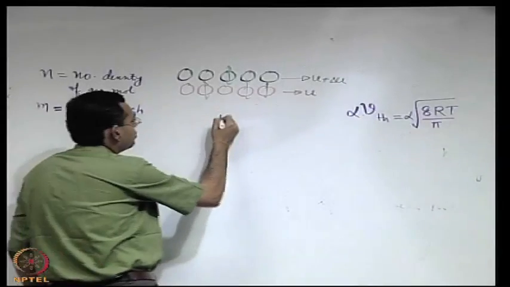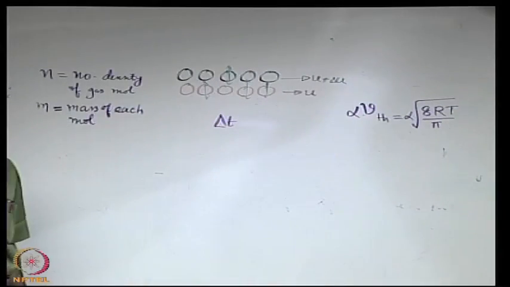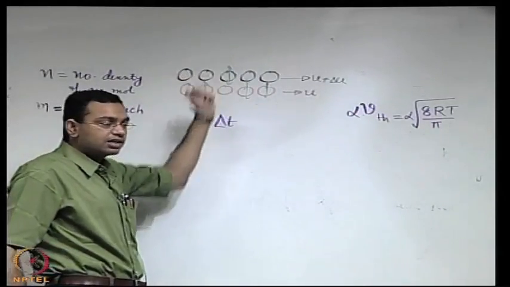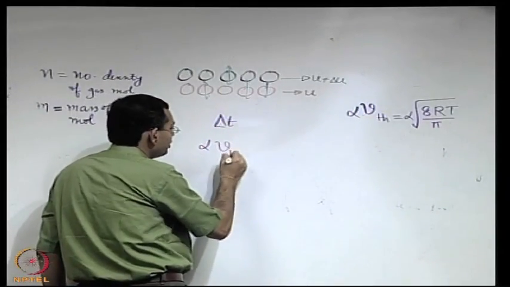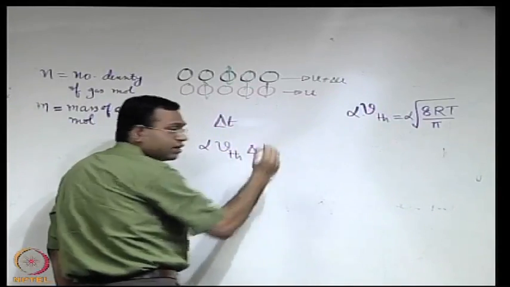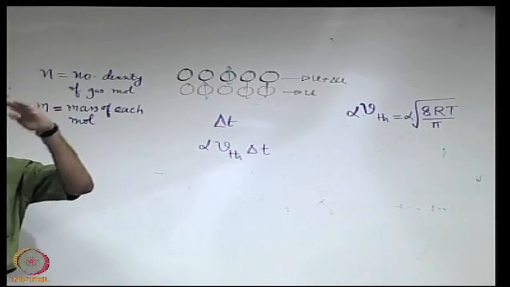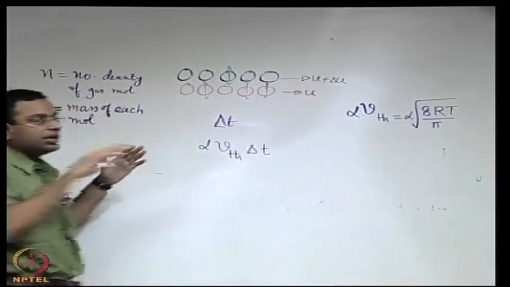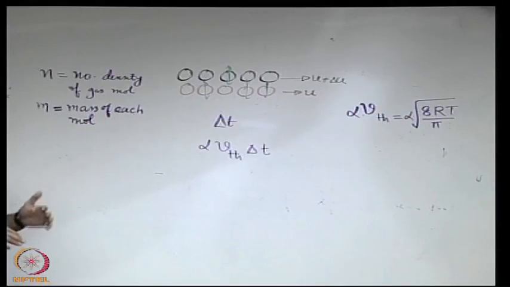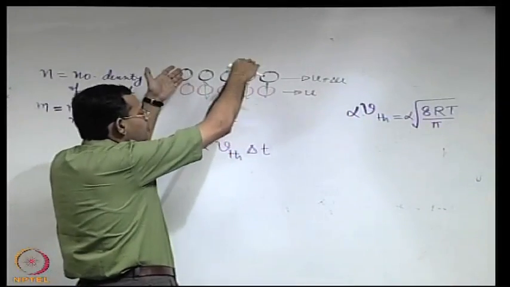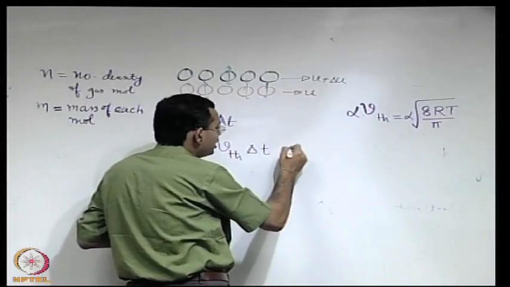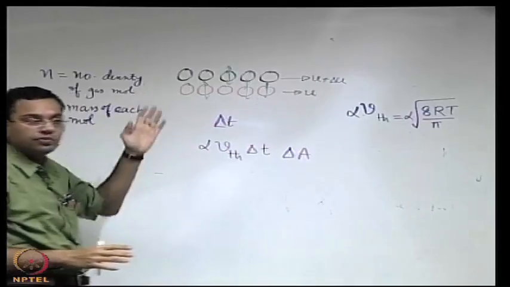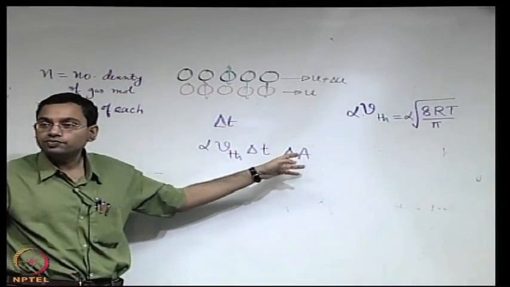So if we consider a time of delta t, then what is the distance that is swept in the vertical direction? That is alpha into this characteristic velocity into delta t, the distance swept in the y direction. And what is the number of molecules which is taking part in that interaction? If you multiply the distance in the y direction with the cross sectional area, say delta A, of the face across which these molecules are moving along y, this represents the total volume.